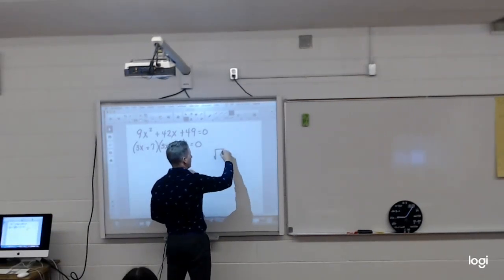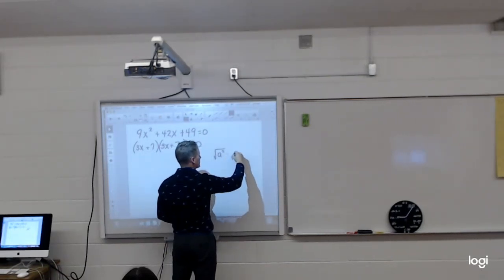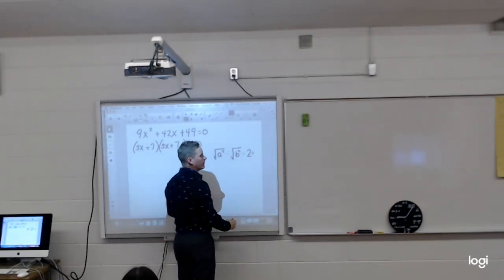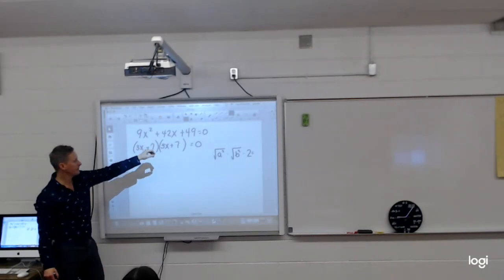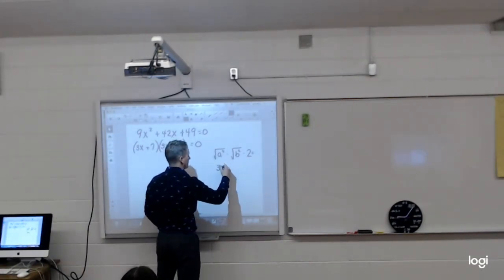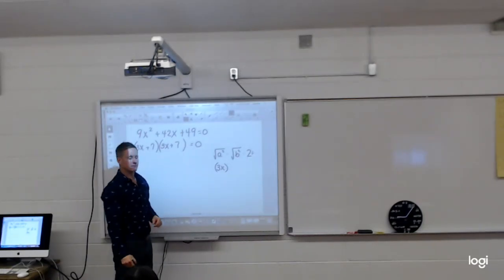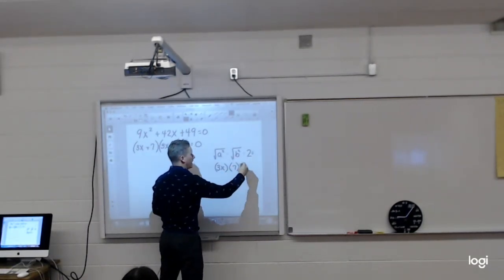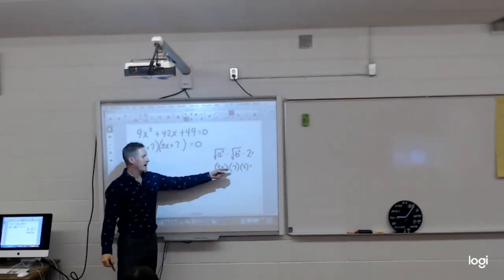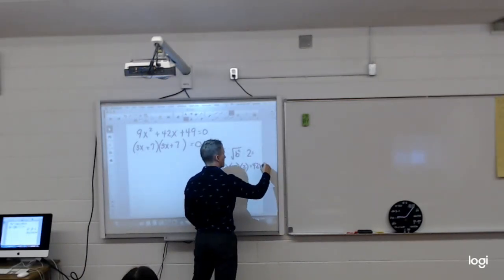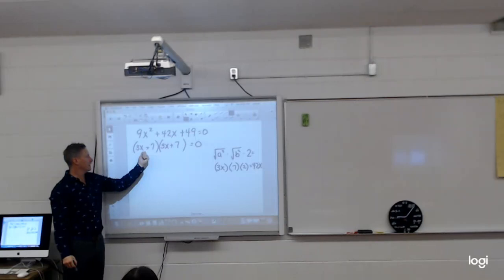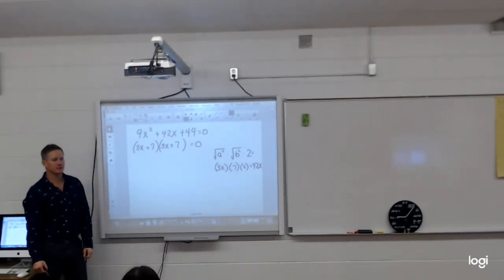I take the square root of a squared times the square root of b squared times 2, and it should equal my middle number. So the square root of 9x squared was what? 3x, right? Square root of 49 was? 7. And I times that by 2. 3x times 7 is 21x. 21x times 2 is 42x. That gives me that middle. Therefore, all I have to use is my square roots here.